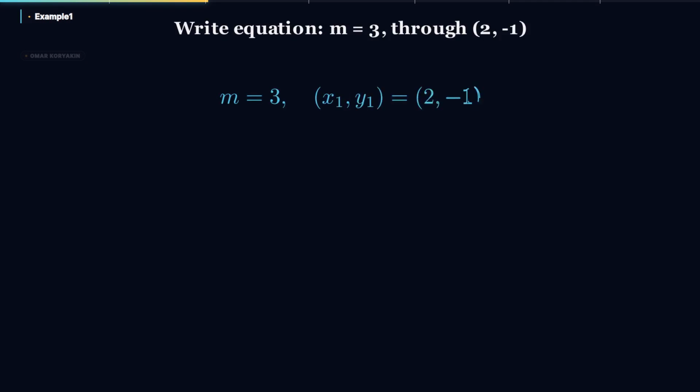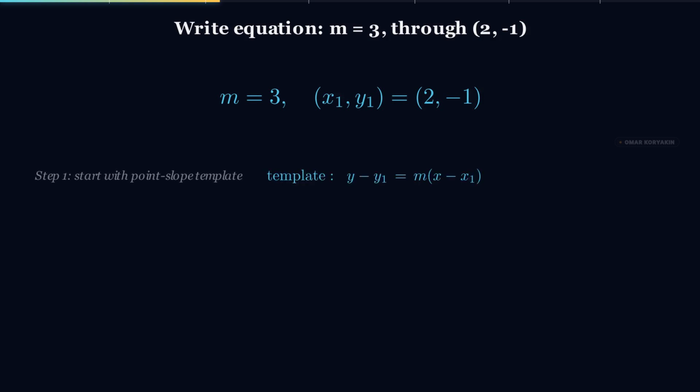Here is the first worked example. Write the equation of the line with slope 3 passing through the point 2, -1 in point slope form. The given information is exactly what point slope form needs: one slope and one anchor point.